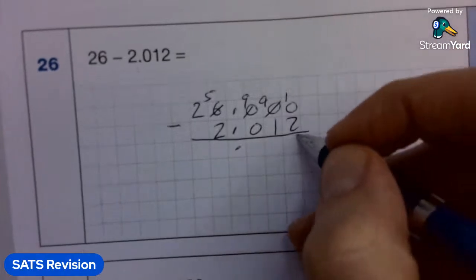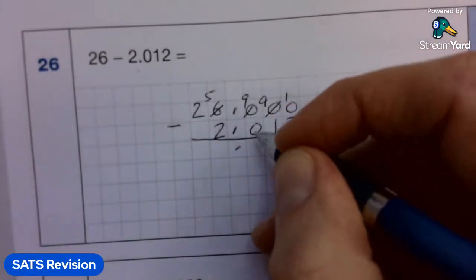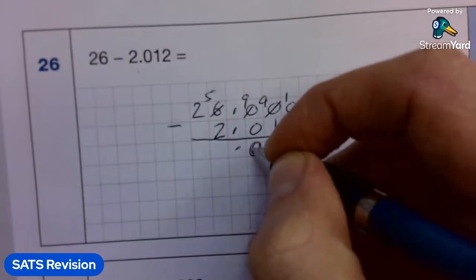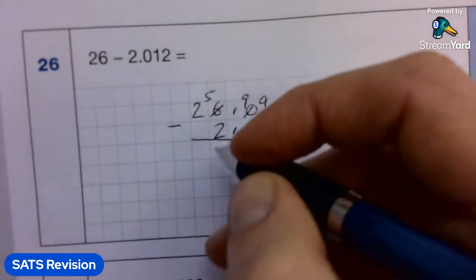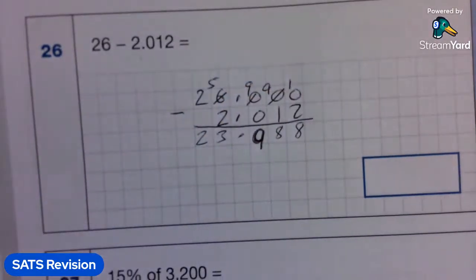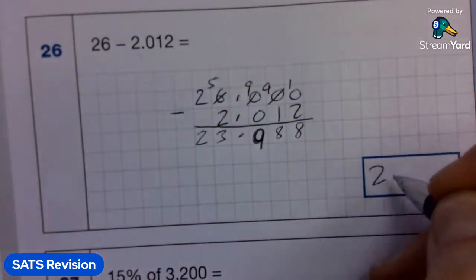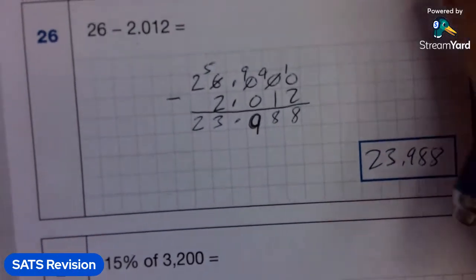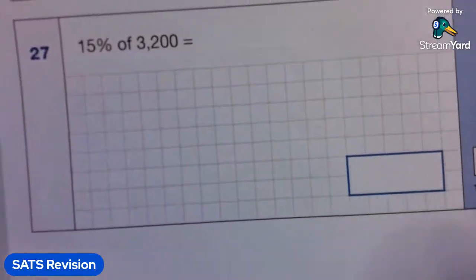10 minus 2 is 8. 9 minus 1 is 8. 9 minus 0 is 0. No, not 0, is 9. My bad. 5 minus 2 is 3. And that is 2 there. Right, so it's 23.988.